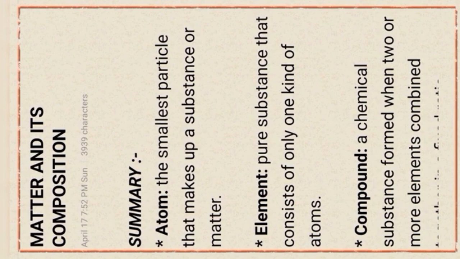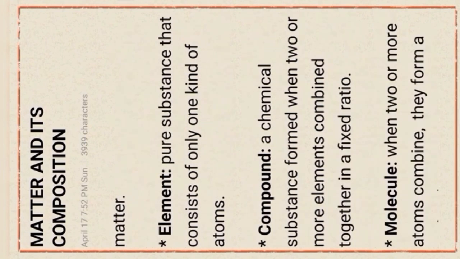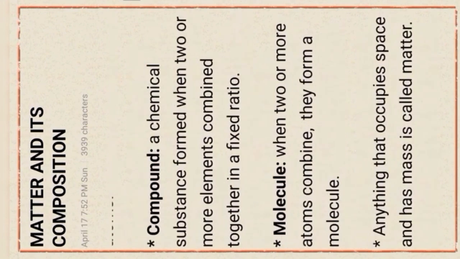Atom: the smallest particle that makes up a substance or matter. Element: a pure substance that consists of only one kind of atom. Compound: a chemical substance formed when two or more elements combine together in a fixed ratio. Molecule: when two or more atoms combine, they form a molecule.